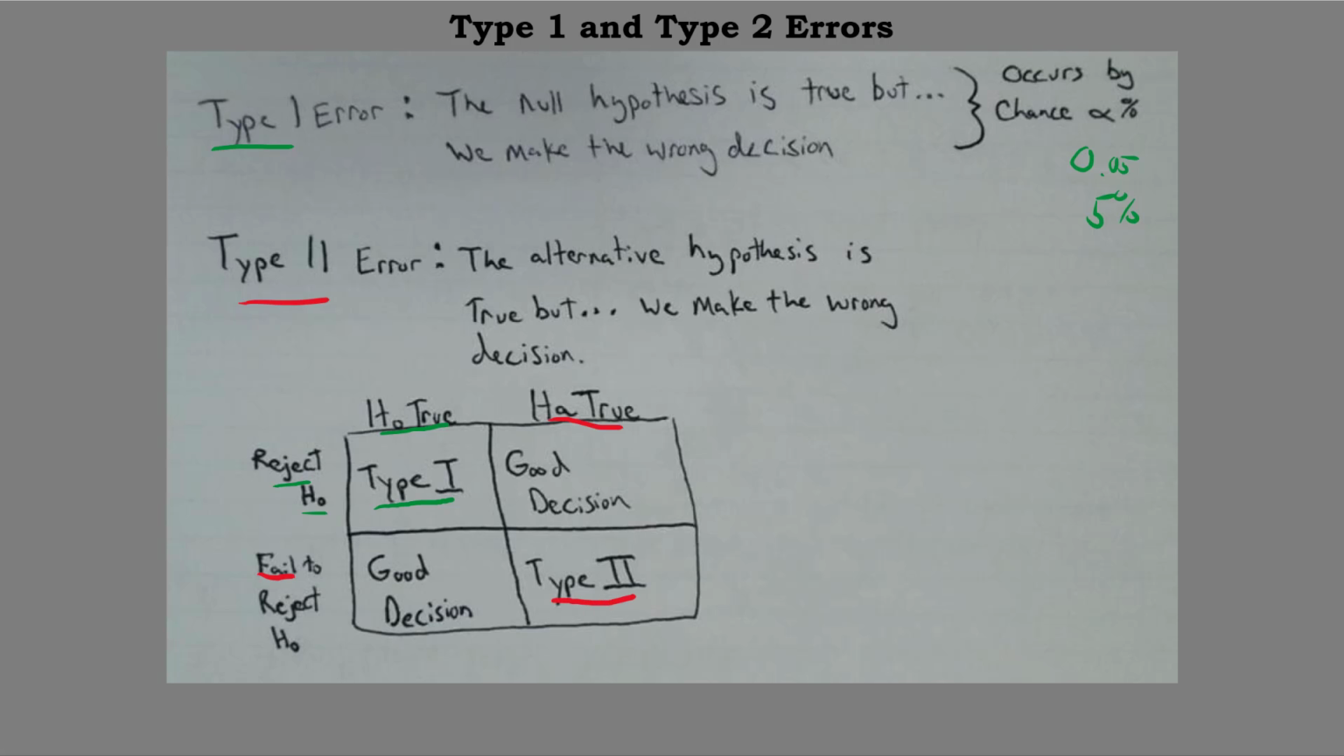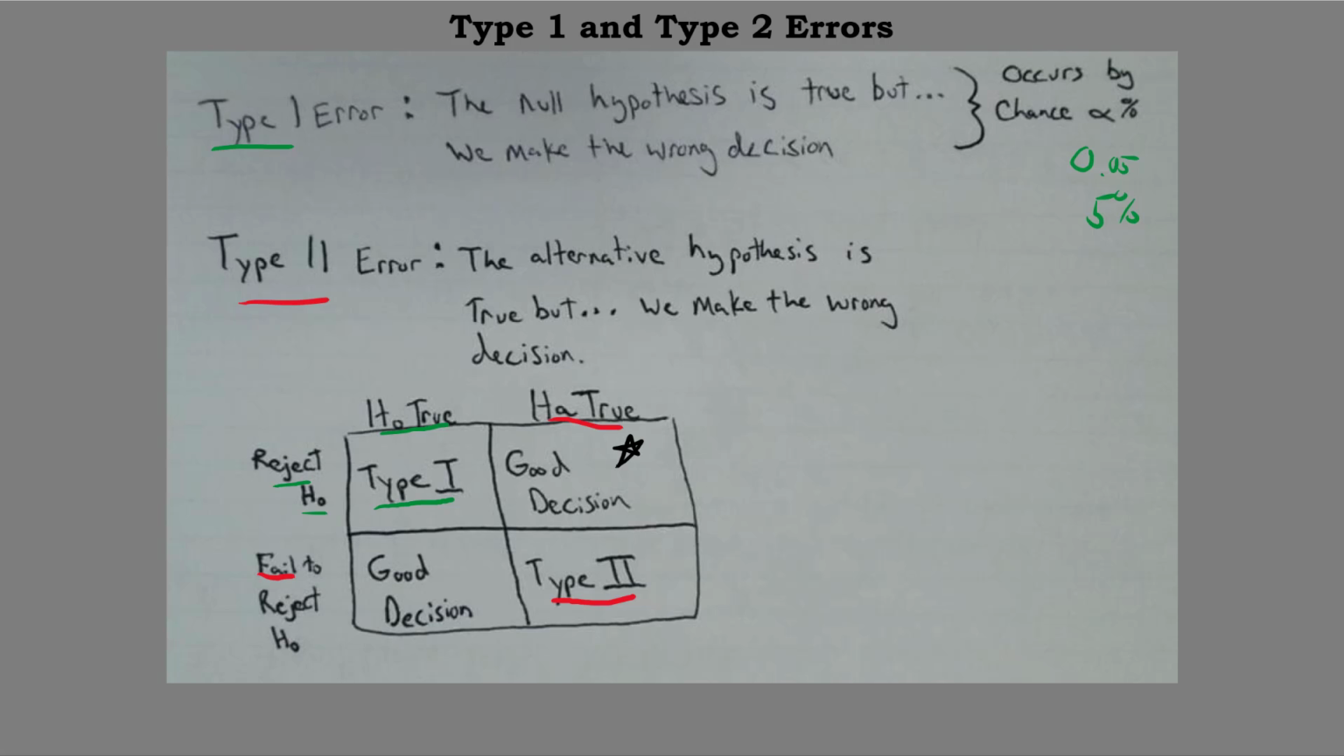Now, of course, these other ones make sense for the good decisions if you go forward with that, right? If you look at the alternative hypothesis being true, and you reject the null, that gives you a good decision, so you're good.